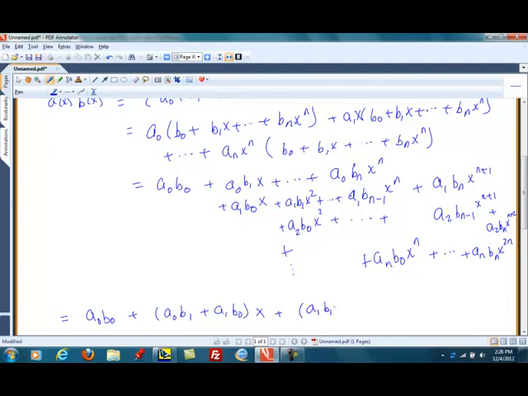A1, B1. And is that all, or is there another one that's going to multiply the x squared? Notice I didn't put the x squared on the first one. We have an A0, B2 x squared. Does that make sense? On the first one, we have an A0, and then B2 goes with the x squared. Right there.